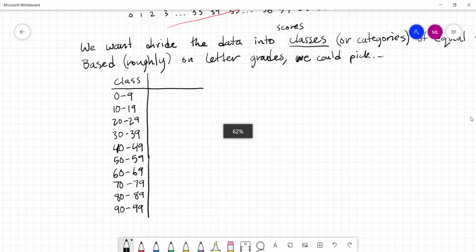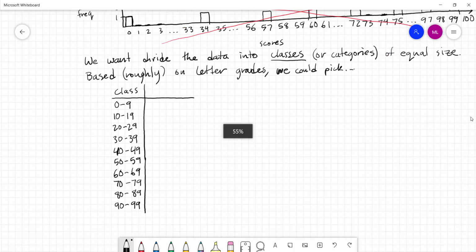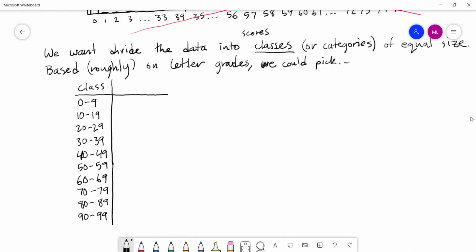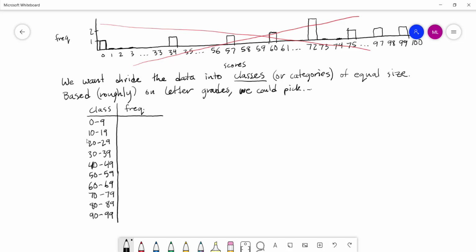Once I have these classes, now we can go back to the process we were using before, where we then look at the frequency. So basically the question is, how many scores were there from 0 to 9? And in this case, based on the way I drew it, we said there was one. One person didn't show, and they got a 0. How many were in 10 to 19? Let's say there were 0. 20 to 29, there were also 0. The next lowest score, one person scored in the 30s. So there was one score in the 30s.